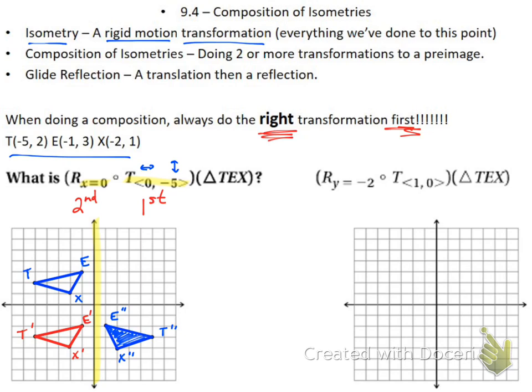With the second one, again, same thing. I want to do my translation first. I want to do my reflection second. So still going to do it with the same TEX triangle. So I go -5, 2, -2, 1, and -1, 3. So there's my first image. Again, my translation is going to be a movement one place to the right.